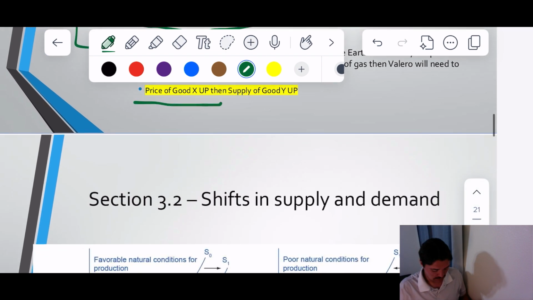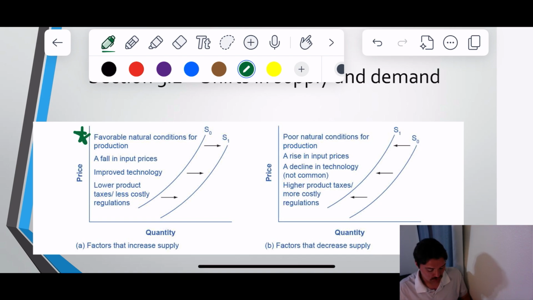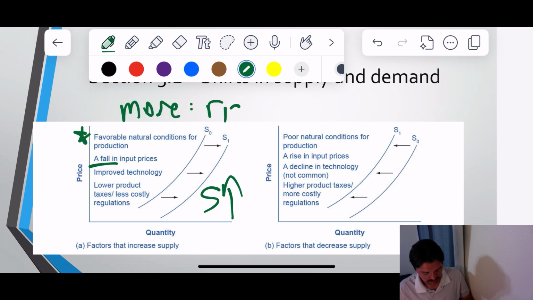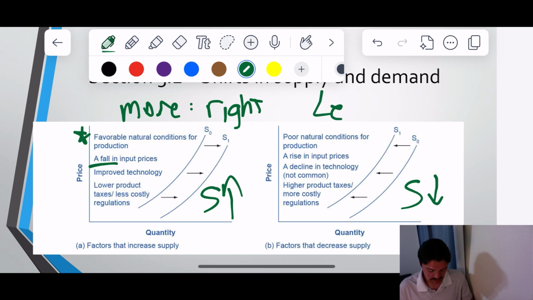In general, these are the factors that are going to be changing supply. If we have favorable weather conditions, cheaper input prices, and better technology, we will be supplying more. And again, more is to the right. If you have bad weather, higher input prices, higher taxes, or more regulations, we will see a decrease in supply. Therefore, we will have supply shift to the left, because that is less.